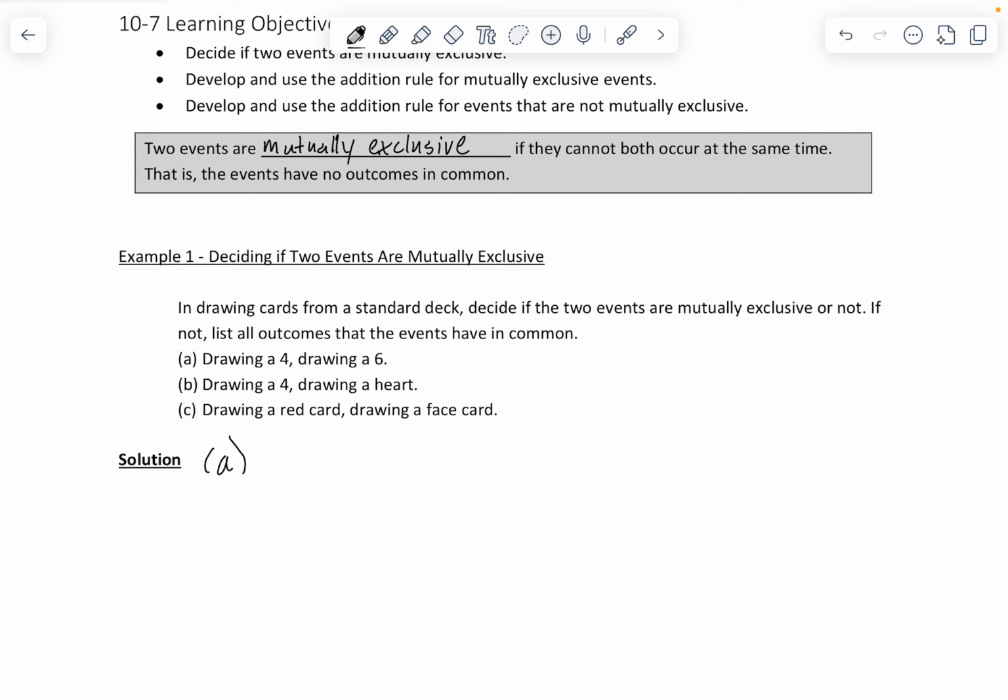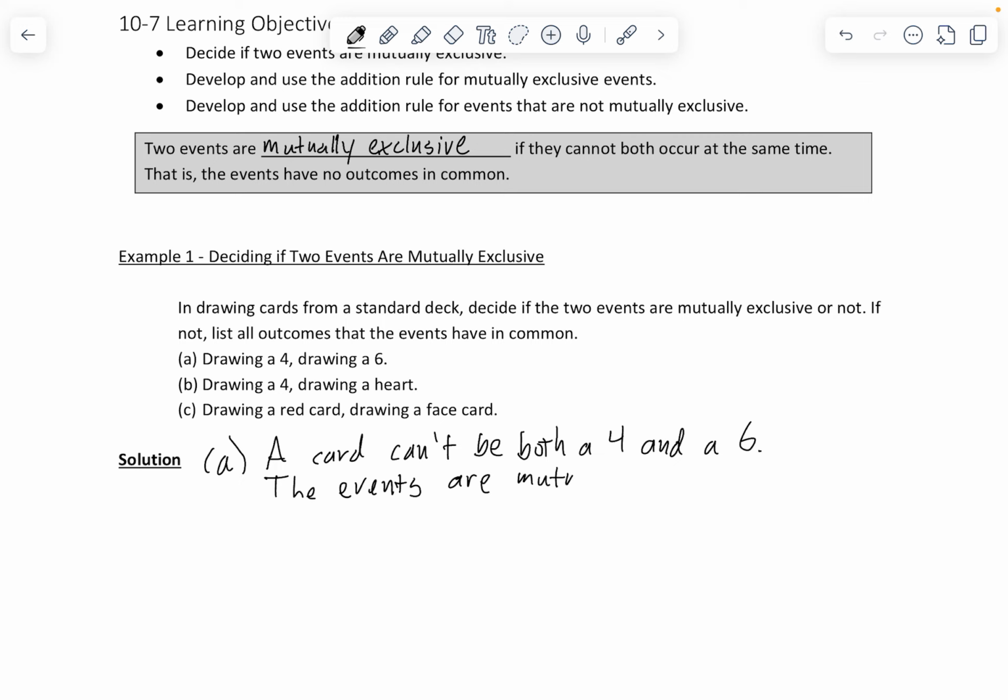And that's not possible, right? If you draw just a single card from the deck, the card can't be both a 4 and a 6. So these events are mutually exclusive, because they cannot both happen.